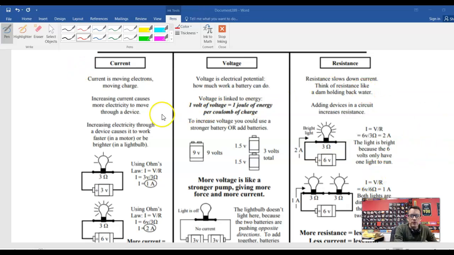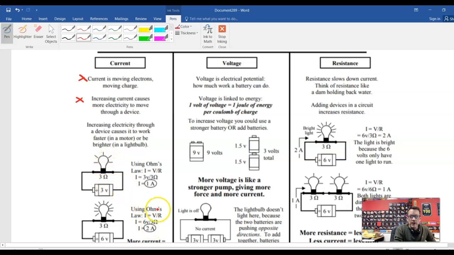These are the three parts of our circuit. We've got our current, we've got our voltage, and our resistance. Again, current is the amount of electrons that are moving. We can increase it, we can decrease it. Generally, if we increase it, there's more going to be available to do more work, which we could kind of translate into the brightness of a bulb. So in general, if we get more current going through a bulb, we're going to get a brighter bulb.